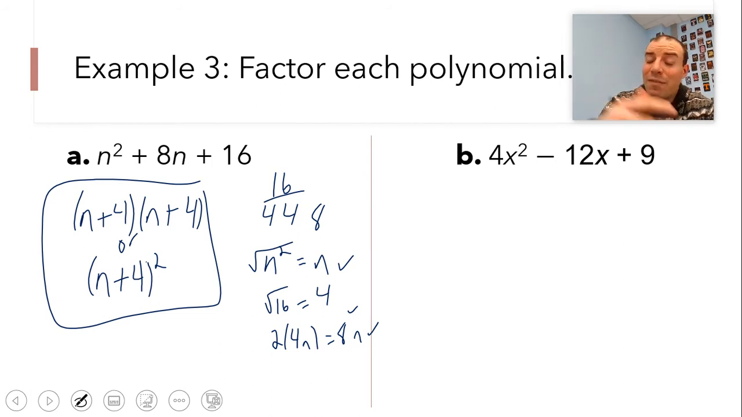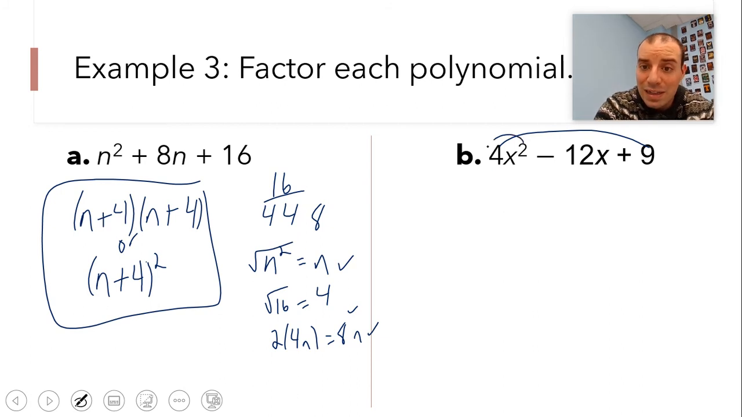Now, in letter B, if I wanted to, I could use the same factoring technique that we saw in the previous lesson when a isn't equal to 1. So I could go ahead, I could multiply 4 times 9, I could get 36. What multiplies to 36 and adds to negative 12? Negative 6 and negative 6, and go from there.